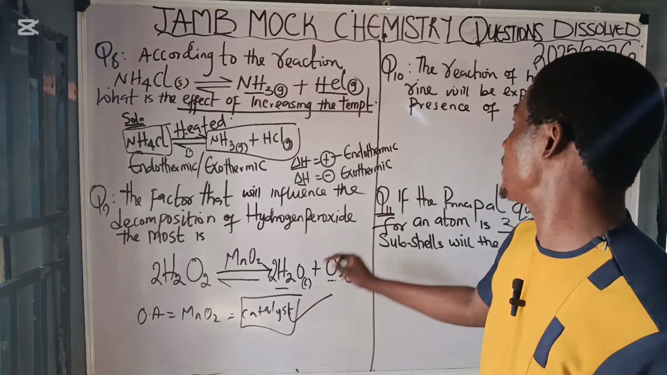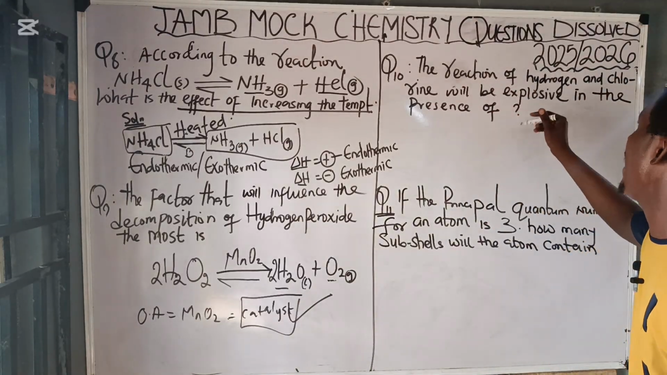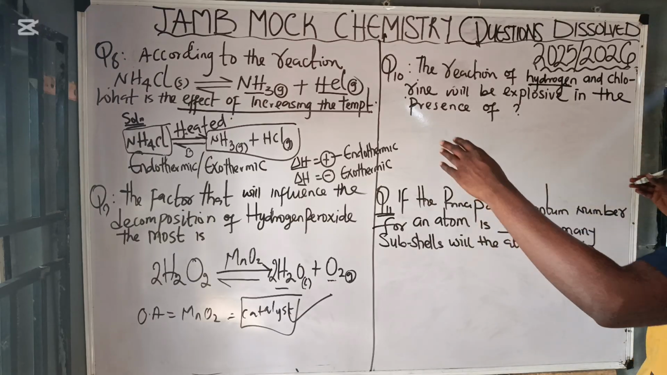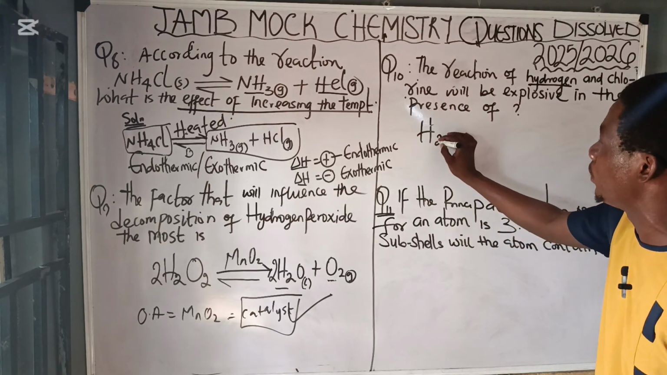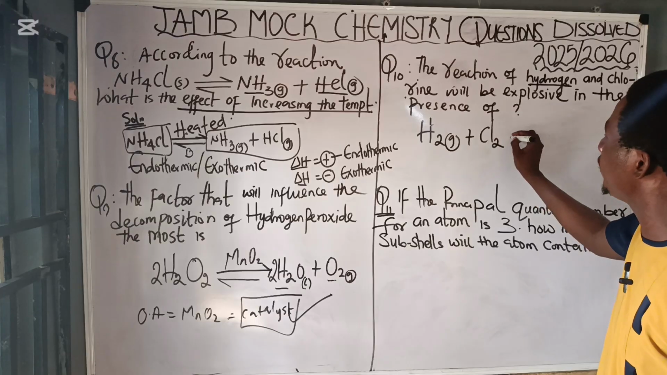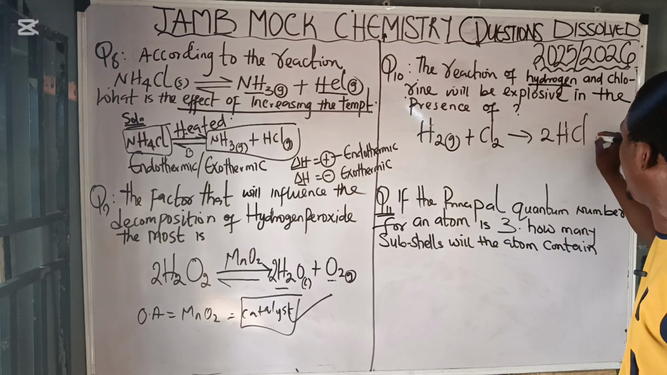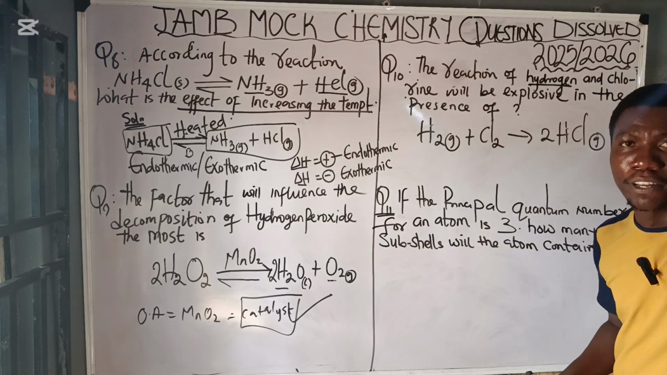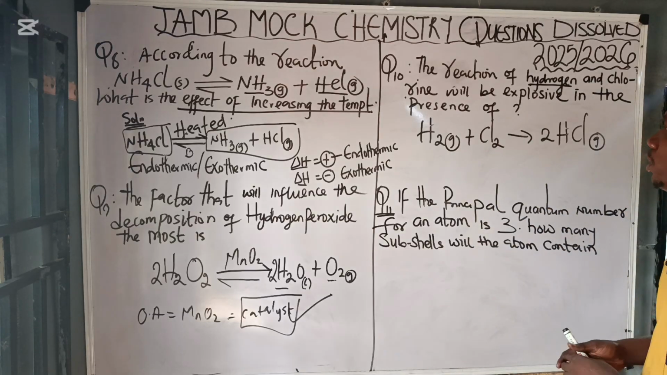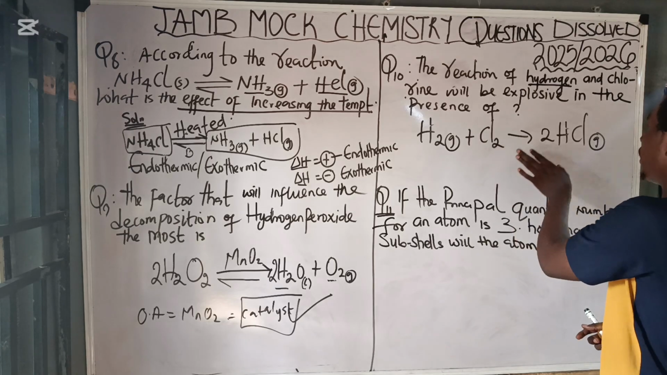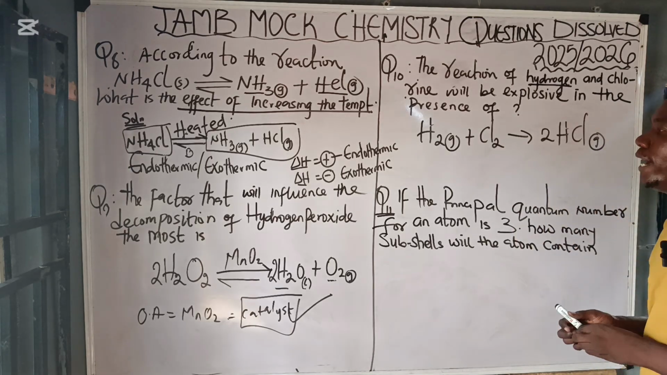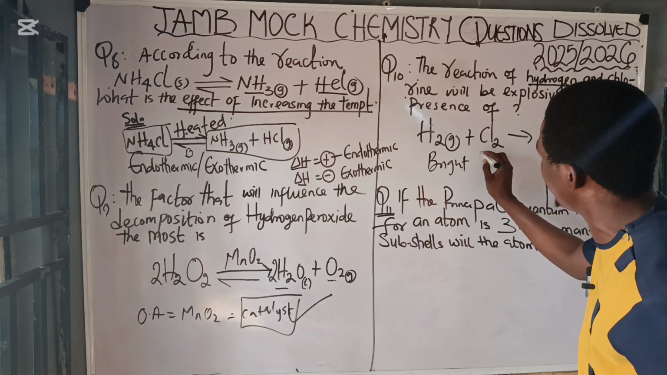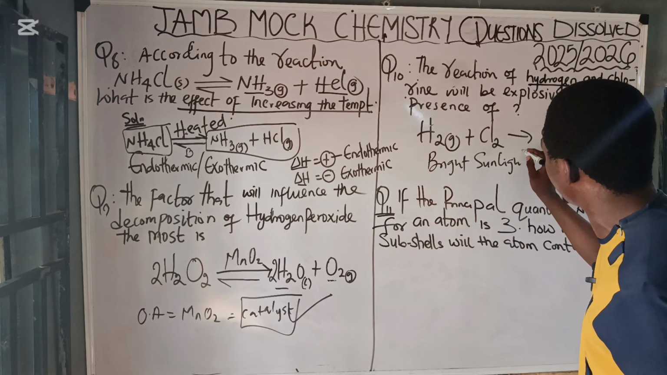Are we together? Now let's take the next question. The reaction of hydrogen and chlorine will be explosive in the presence of what? Hydrogen reacts with chlorine to form hydrogen chloride. Take note of that. Those of you that wrote this exam, you can simply do your corrections now so that you don't fail it in the main JAMB exam. Now, hydrogen reacts with chlorine to give us hydrogen chloride gas. This reaction will be explosive in the presence of what? Bright sunlight. Take note of that.